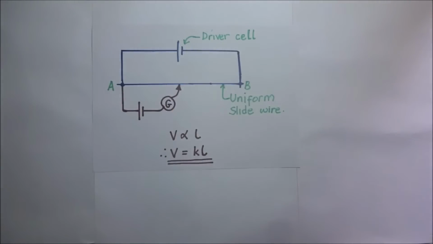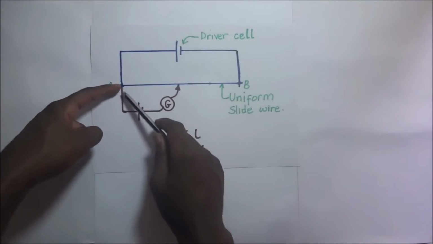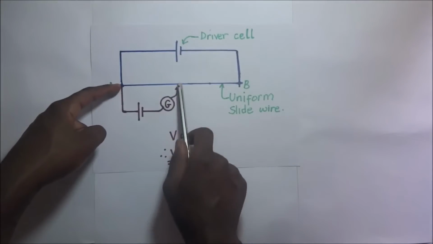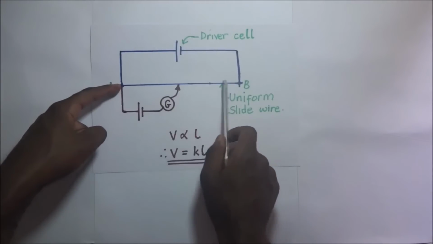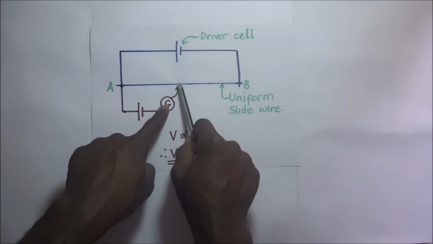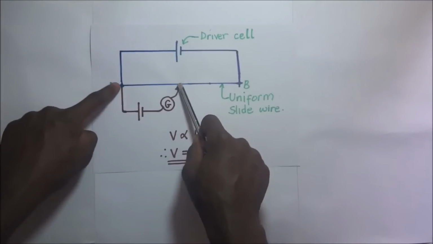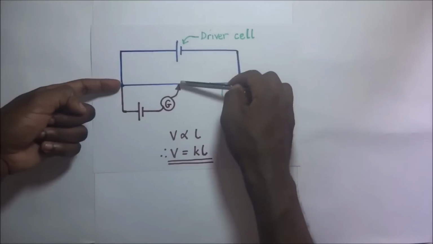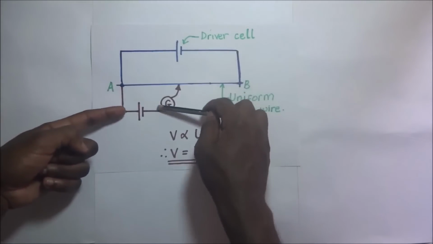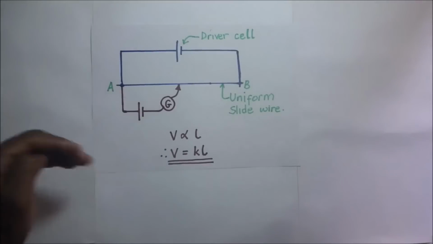Now how a potentiometer works is that an unknown potential difference is connected across the secondary circuit, and then this sliding jockey is tapped along the slide wire until a point where this galvanometer shows no deflection. When that point is achieved, when this galvanometer shows no deflection, it means that the potential difference across that portion of the balance length is equivalent to the unknown potential difference that has been connected in the secondary circuit.